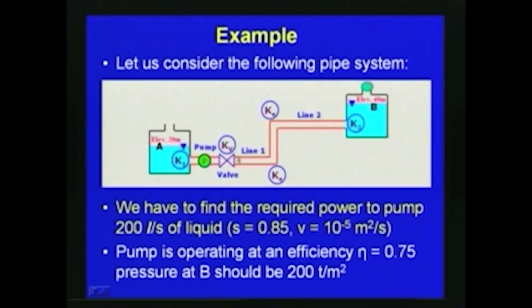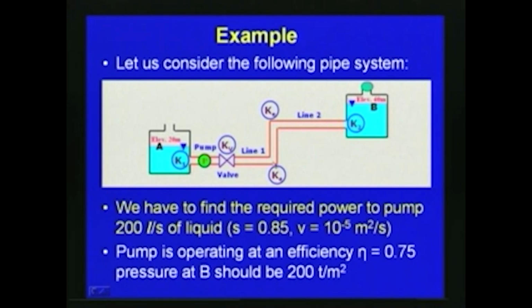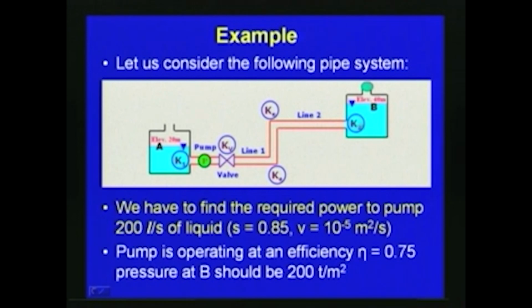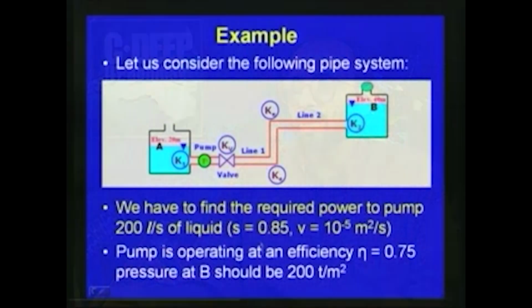Similarly, line 1 is up to here, and this is line 2. For line 2 the length is given as 500 meter and the diameter is given as 0.25 meter, and the roughness height of the pipe is given as 0.05 millimeter. Here Ke, due to the bend, is given as 0.25, and K2, that means the exit loss, is given as 1. So, these are the parameters. The question here is that we want to find out the required power to pump.